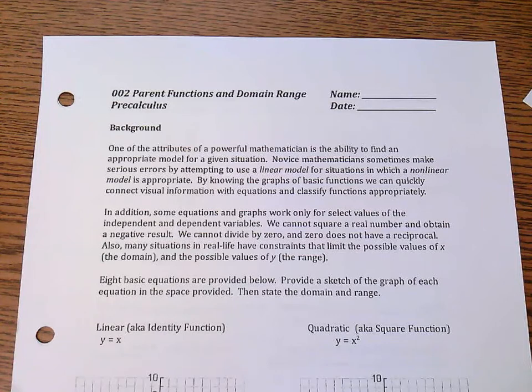Like you can't square a real number and get a negative answer. We also can't divide by 0, can't take the reciprocal of 0. And there are things in real life that limit the possible values of x and y, the domain and range.